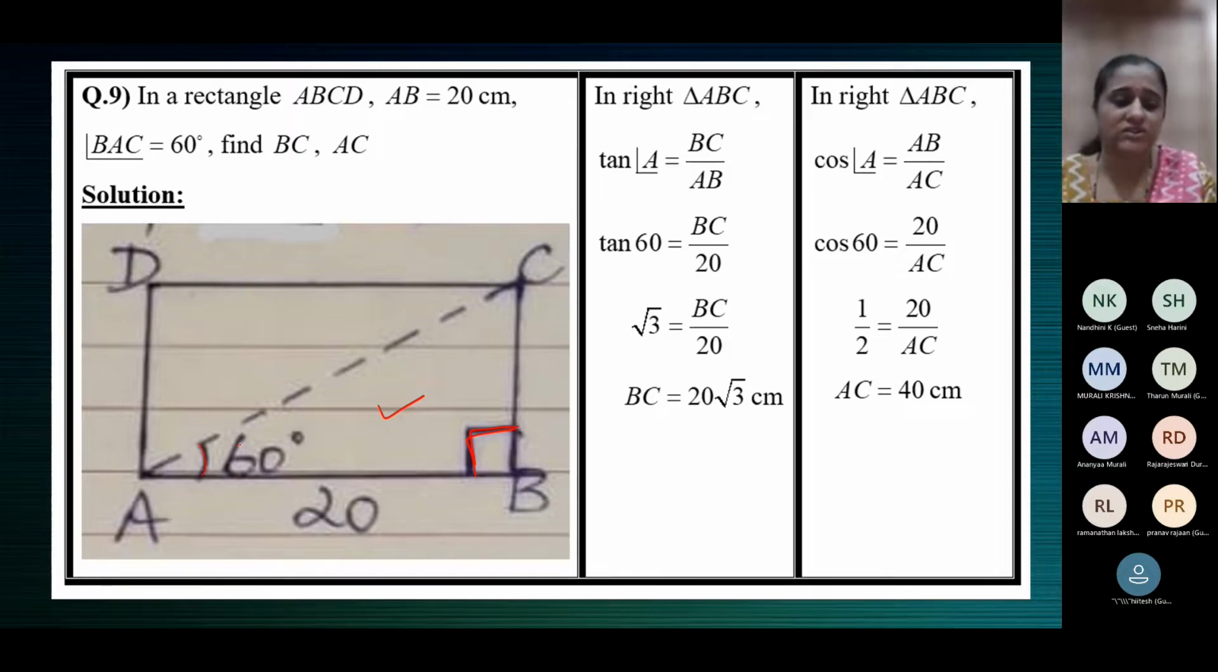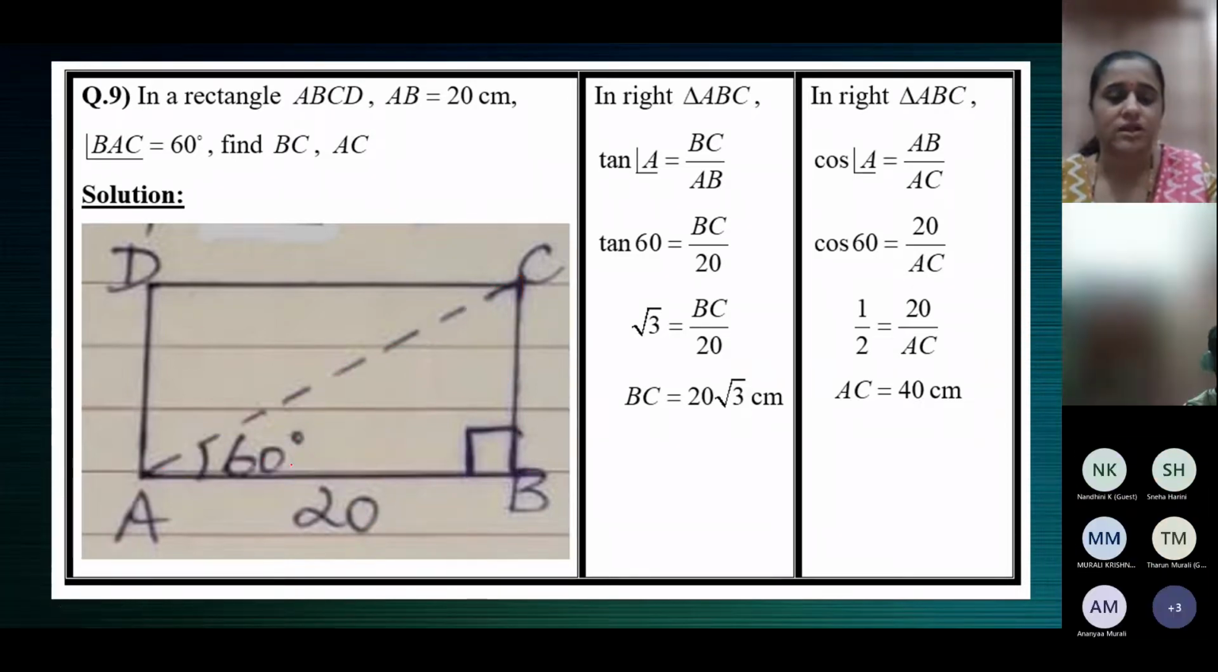We know that this angle is 60 degrees. And of the three sides, AB, BC, and AC, we only know the length of one side, 20 centimeters. ABC is the right triangle because every corner of a rectangle is a right angle. So this is 90.